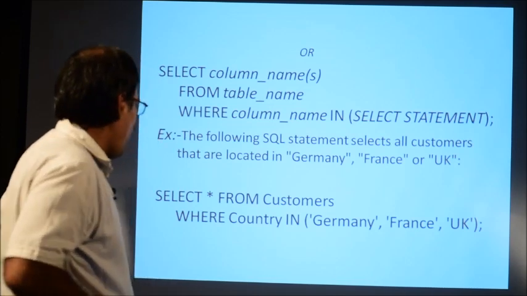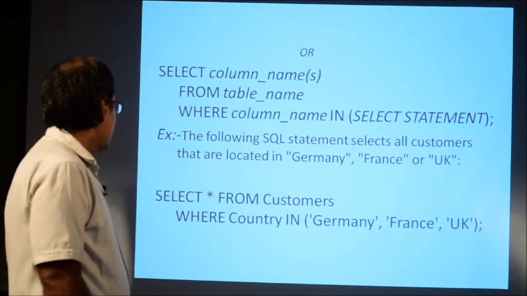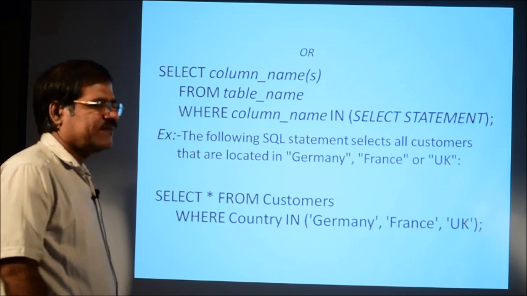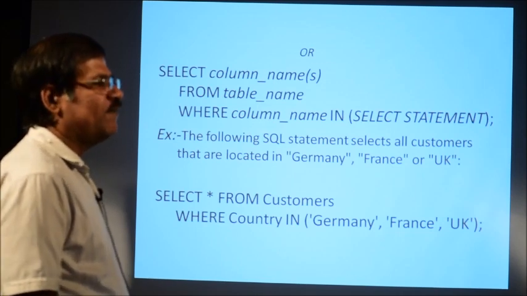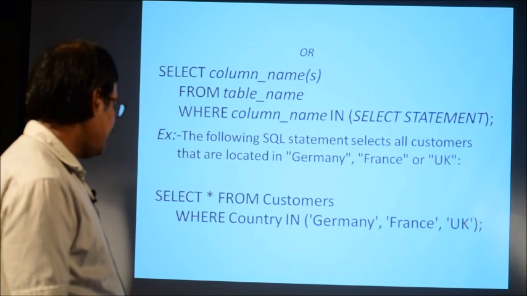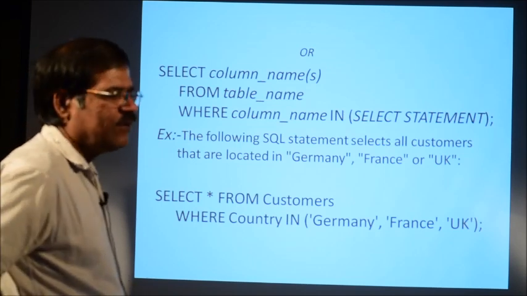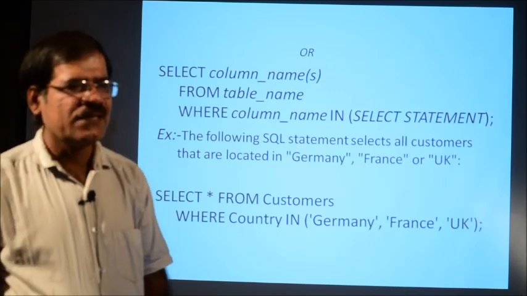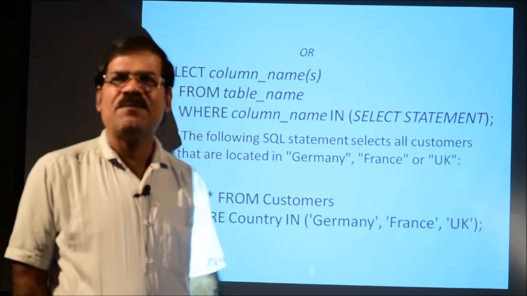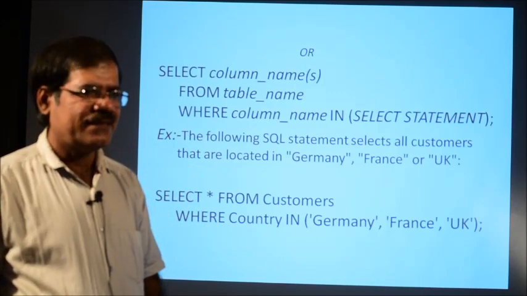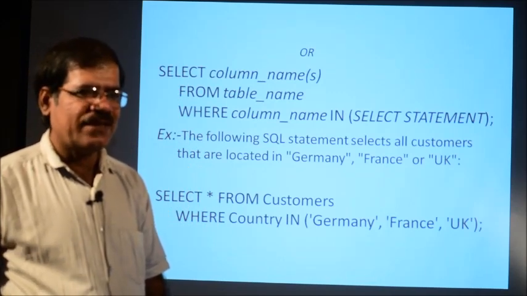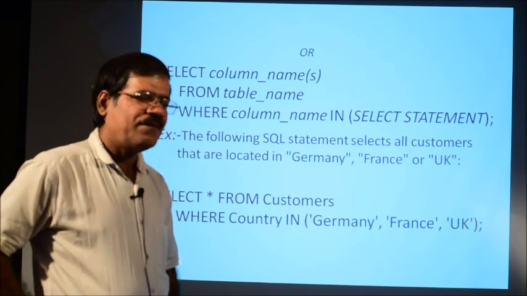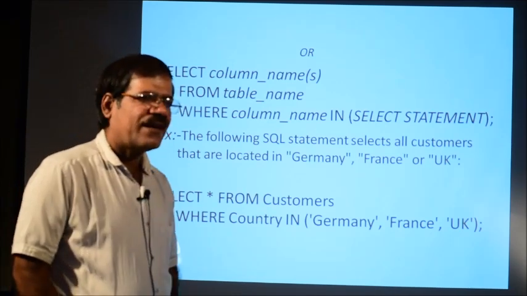So it is written: SELECT star FROM customers. The table name is customers, a table you already created earlier. What is my requirement? I want to fetch the records from the customer table where the country name is Germany, France and UK.